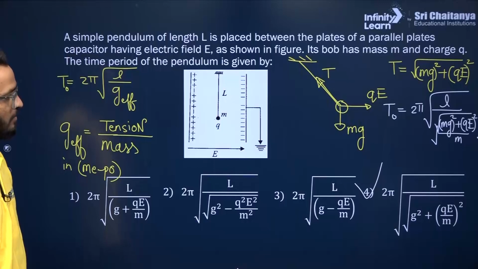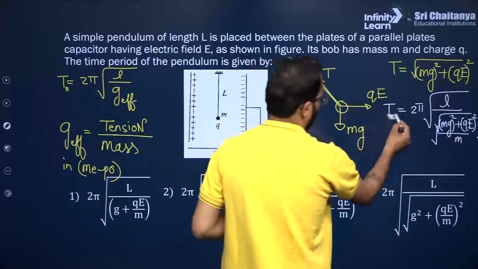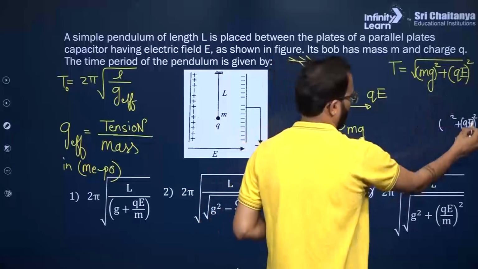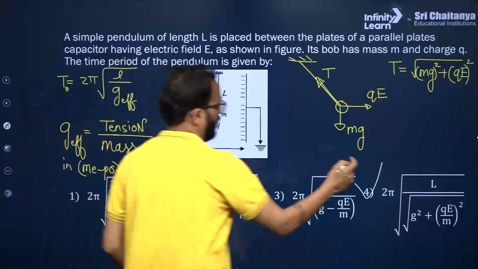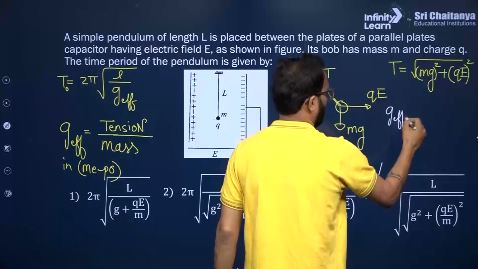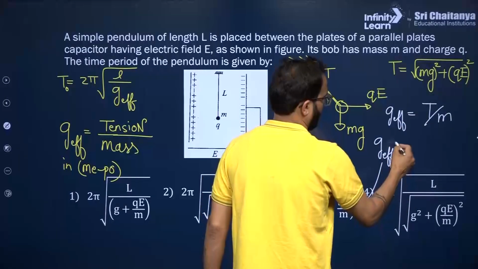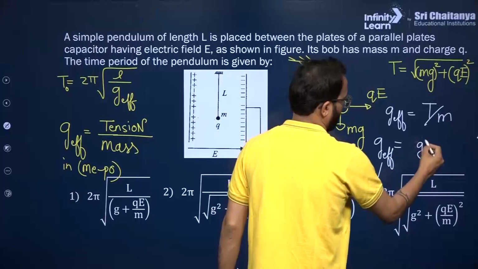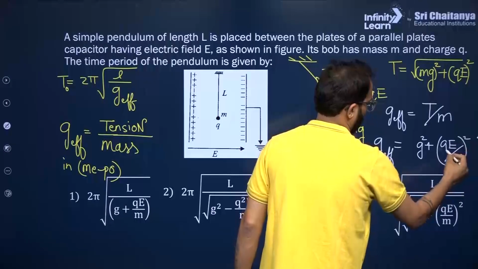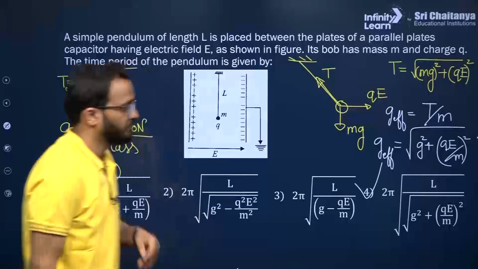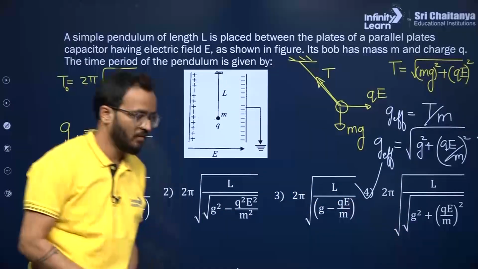I hope it is done. Okay. It is better if I write down the value of G effective. So G effective will be T by M. So it will be under root of G square plus QE by M whole square. Okay, divide this by mass, you will get this, put it here, you will get the answer.